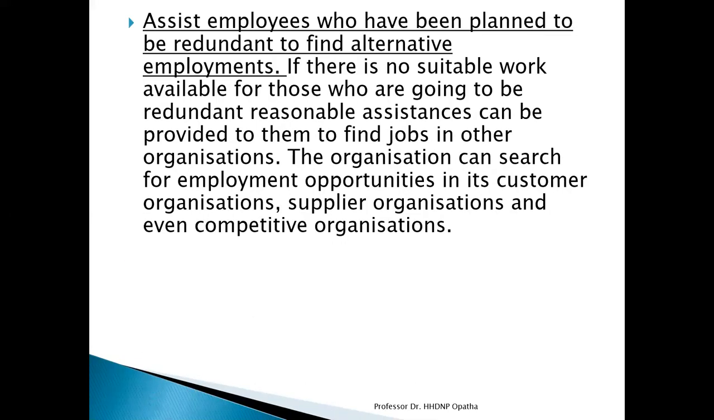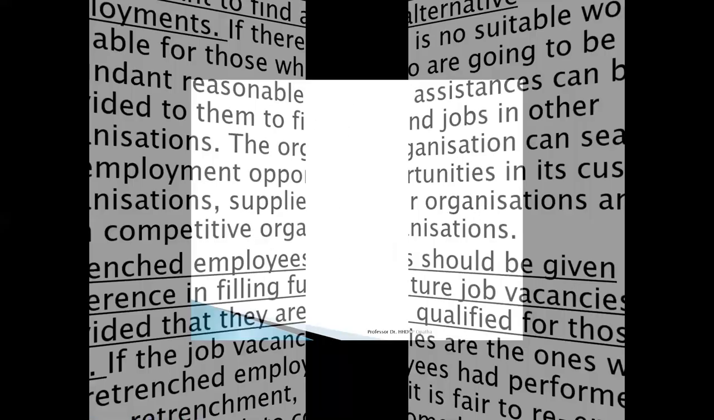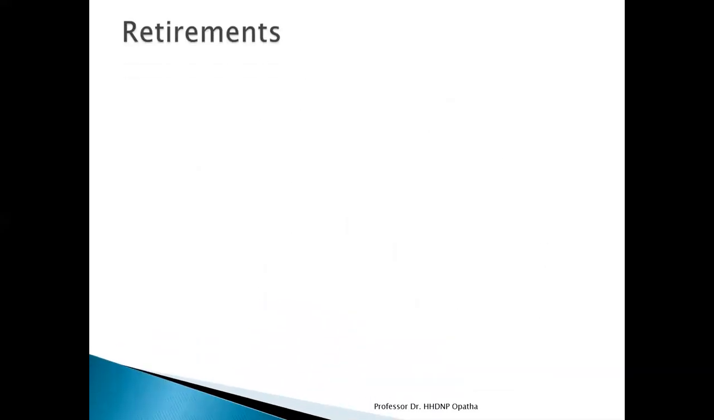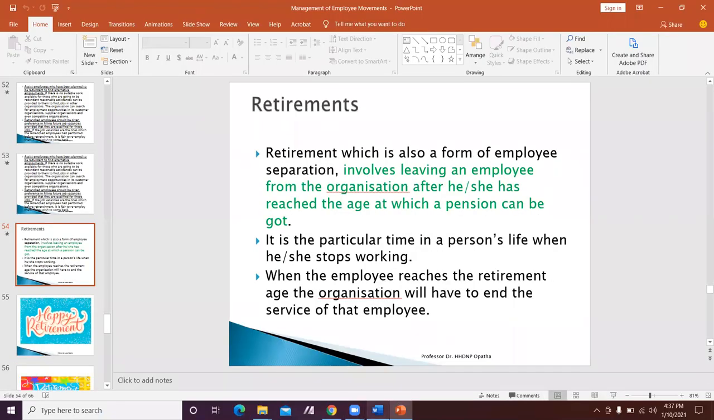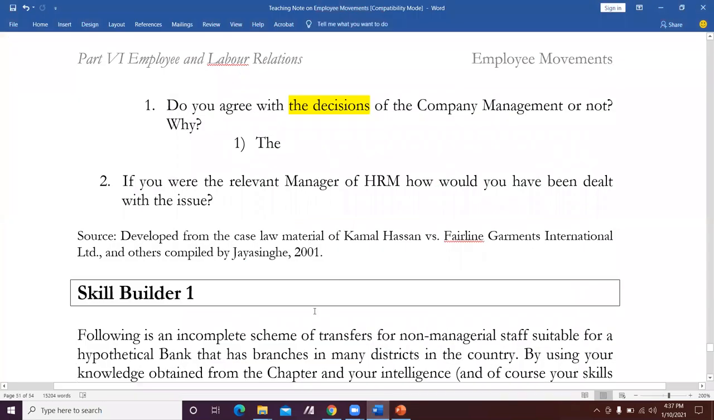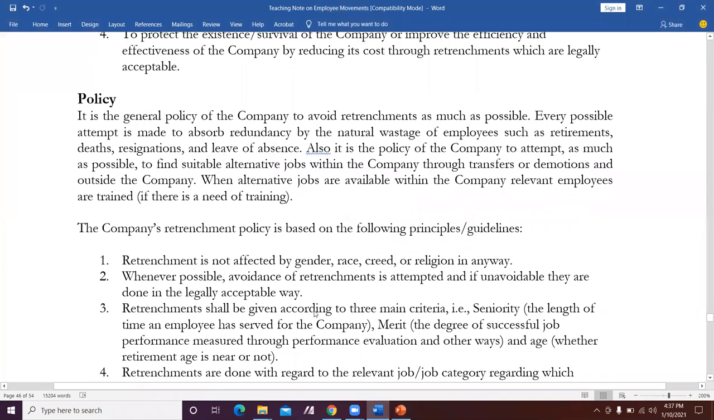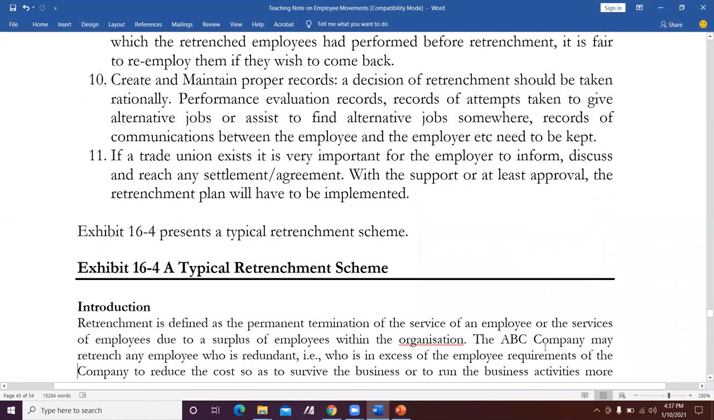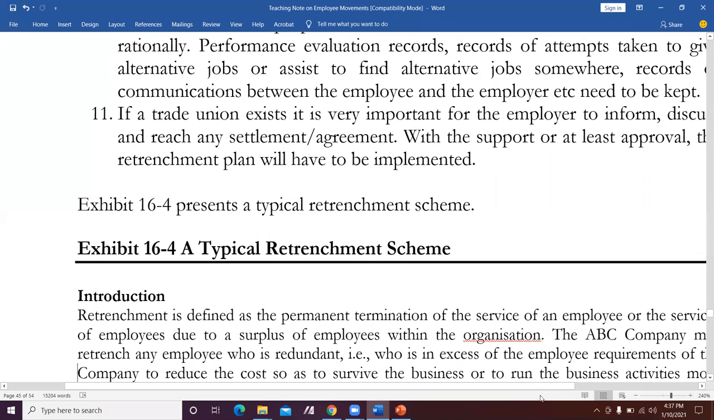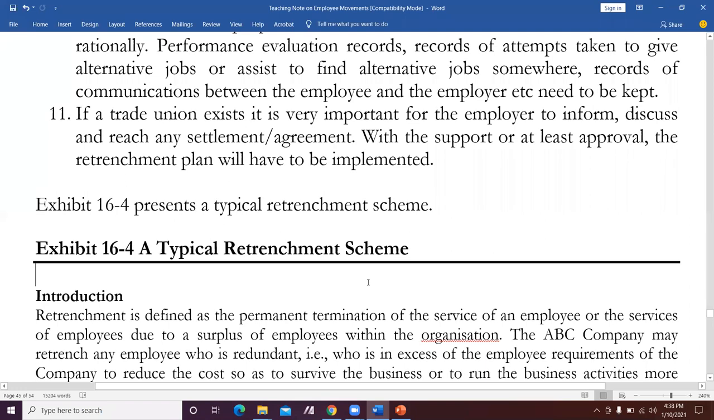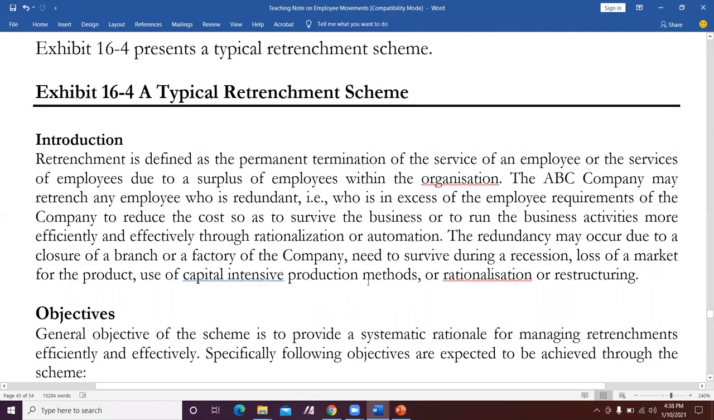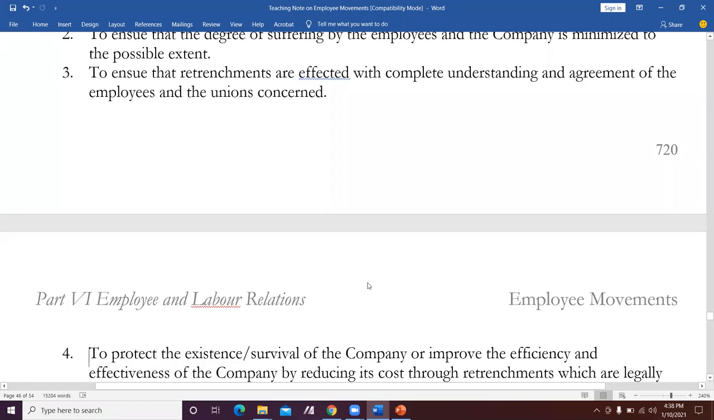I see, employees who have been planned to be redundant to find out, okay, here. Right. Then, or before this, I will show you an example, a typical example. In the note that is there, have a serious look at this. A typical retrenchment escape. So you can see introduction, then objectives. So what are the objectives?